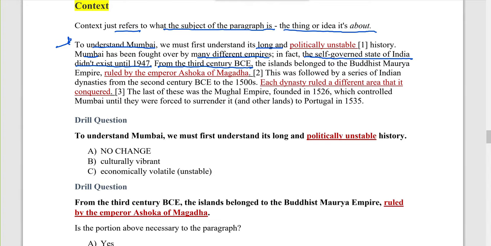From the 3rd century BCE, meaning before the Common Era, the islands belonged to the Buddhist Maurya Empire, ruled by Emperor Ashoka of Magadha. This was followed by a series of Indian dynasties from the 2nd century BCE to the 1500s, okay? Each dynasty ruled a different area that it conquered. The last of these was the Mughal Empire, founded in 1529, which controlled Mumbai until they were forced to surrender it and other lands to Portugal in 1535.